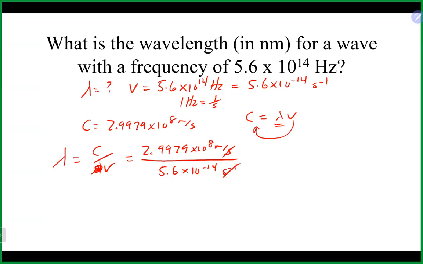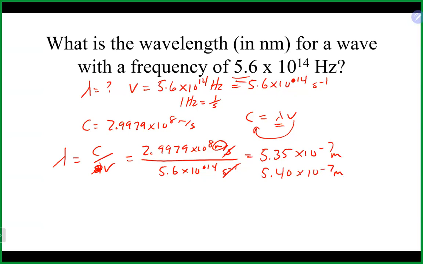The seconds here will cancel, and that will leave us meters. If you do that, we've got 2.9979 times 10 to the 8 divided by 5.6 times 10 to the 14. That was just positive 14, so I'm used to putting negatives. There we go. We got 5.35 times 10 to the minus 7 meters. This really has 2 sig figs, so maybe like 5.40 times 10 to the minus 7 meters.